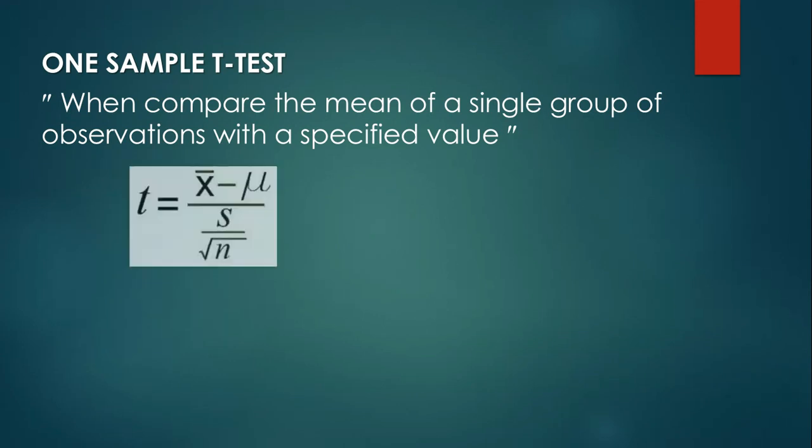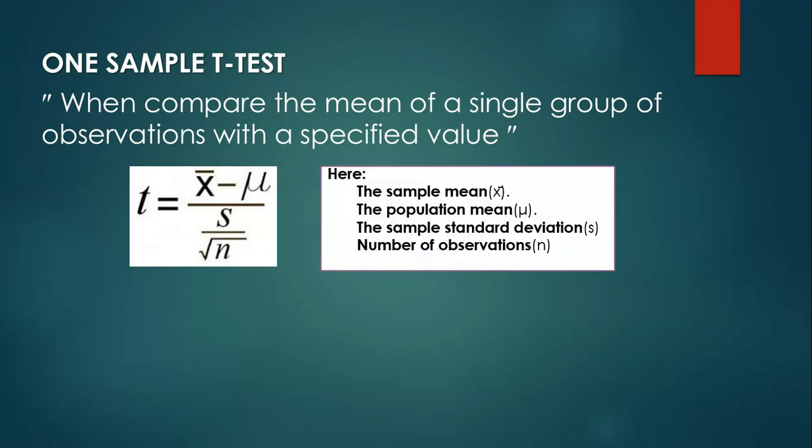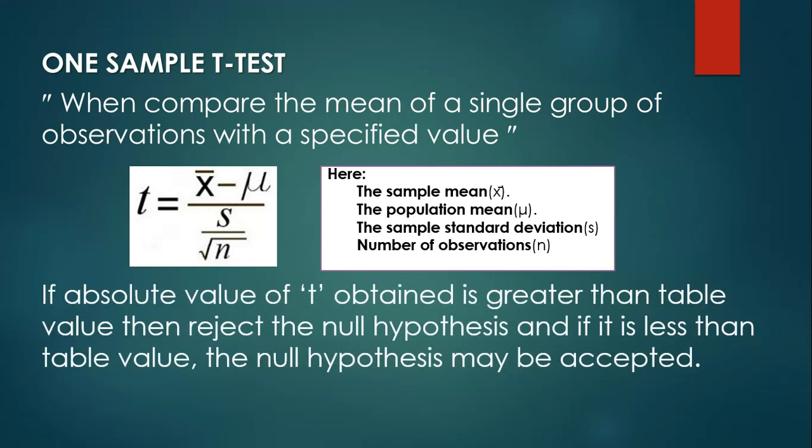The formula for the one-sample t-test is t = (x̄ − μ) / (s / √n). Here x̄ is the sample mean, μ is the population mean, s is the sample standard deviation, and n is the number of observations. If the absolute value of t obtained is greater than the table value, then we reject the null hypothesis. And if it is less than the table value, the null hypothesis may be accepted.